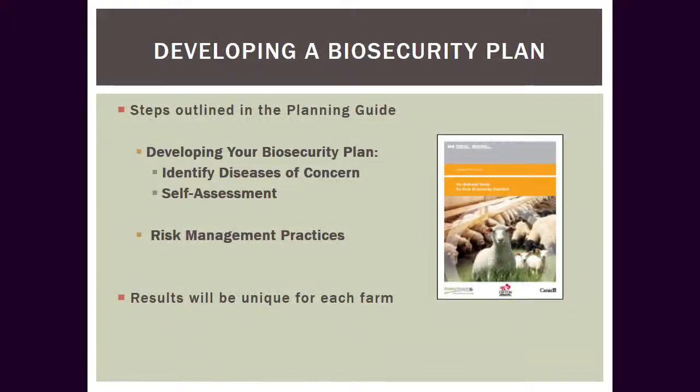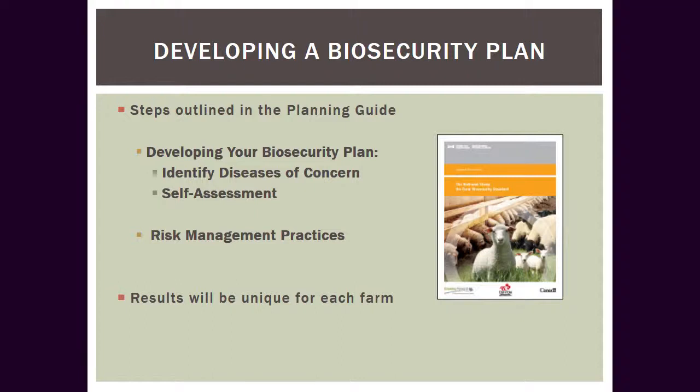There are specific steps involved in developing a biosecurity plan using the planning guide. First, work with your veterinarian to identify the diseases of concern to your flock, such as those that are causing the greatest losses. Next, closely review your current management practices and identify any gaps that may lead to disease outbreaks. Finally, if management gaps are identified, implement practices that will correct the problem.